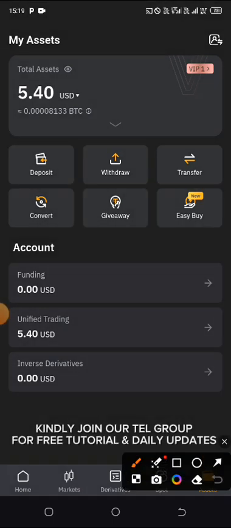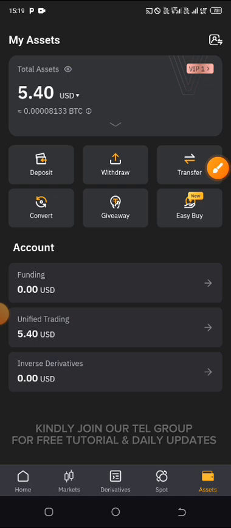Right now I have just about 5.4 USDT, so I'm going to practicalize it for you, since I've said everything theoretically. What futures trading is all about is just leveraging on a certain pair against USDT, maybe a certain crypto that is pegged with USDT, maybe perpetual BTC USDT, Solana USDT, and all of that.